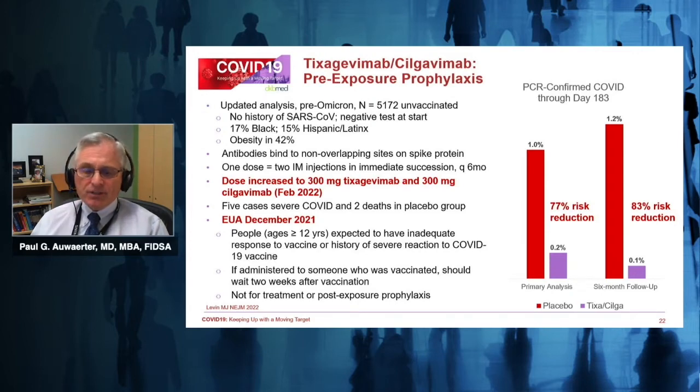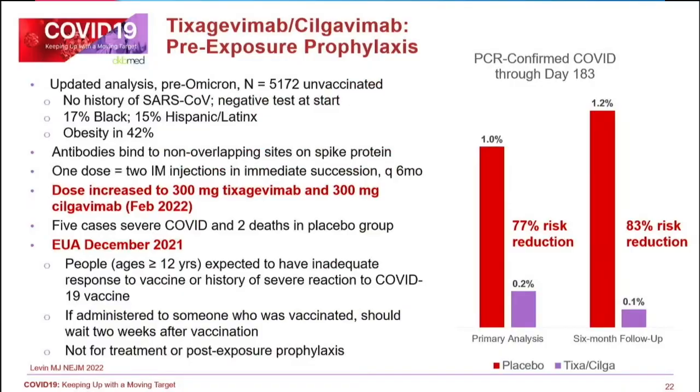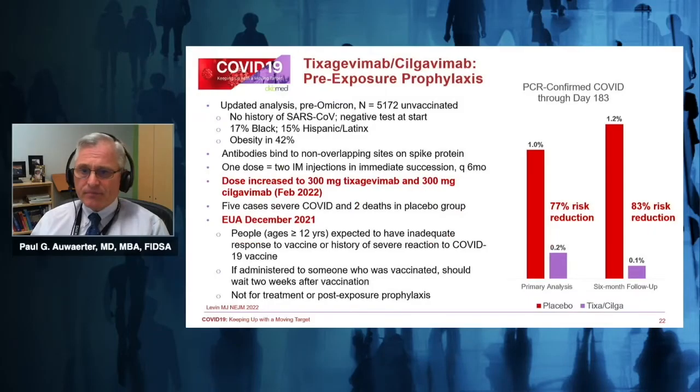So this is approved for anyone 12 and older, again, with those inabilities to respond to vaccine, or perhaps they're contraindicated to get the vaccine. Unfortunately, it's slow onset because of the way the drug is distributed from the muscle into tissues, which means that it's not very effective for the first 2 weeks after administration. So it's not for post-exposure prophylaxis.